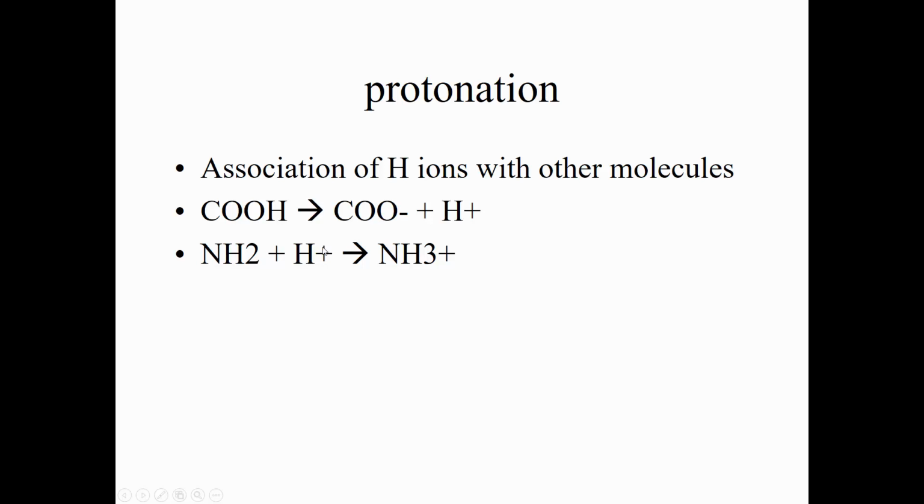Here's our amino group. We can protonate it with a hydrogen, then it becomes NH3. Again, at physiologic pH, amino groups tend to be protonated. However, if the pH became quite alkaline, then the protonation would be lost.